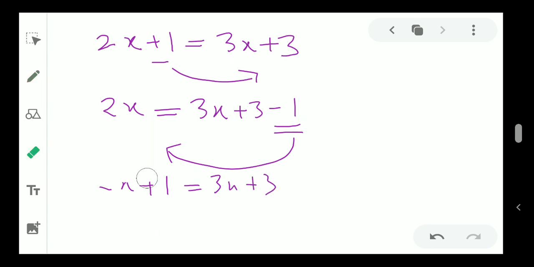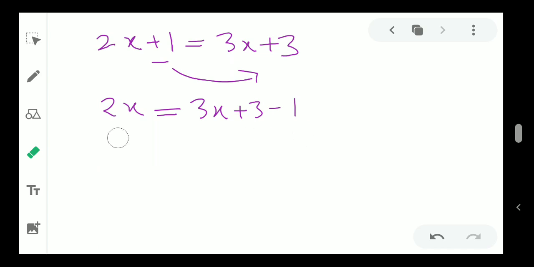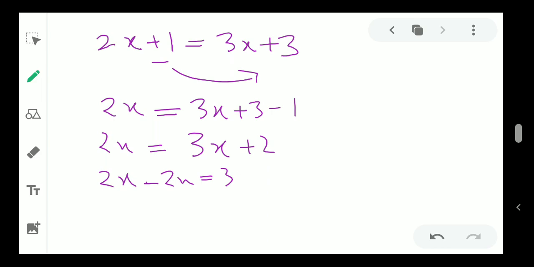Now talking about the next part, say 2x equal to 3x plus 2, right? Now what was my next step? I was going to add minus 2x on both sides, this side also, that side also, that is 2x minus 2x equals 3x minus 2x plus 2, right?